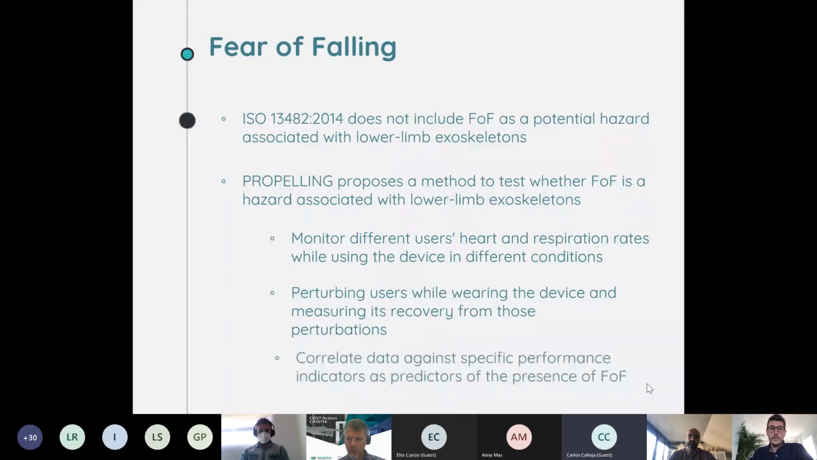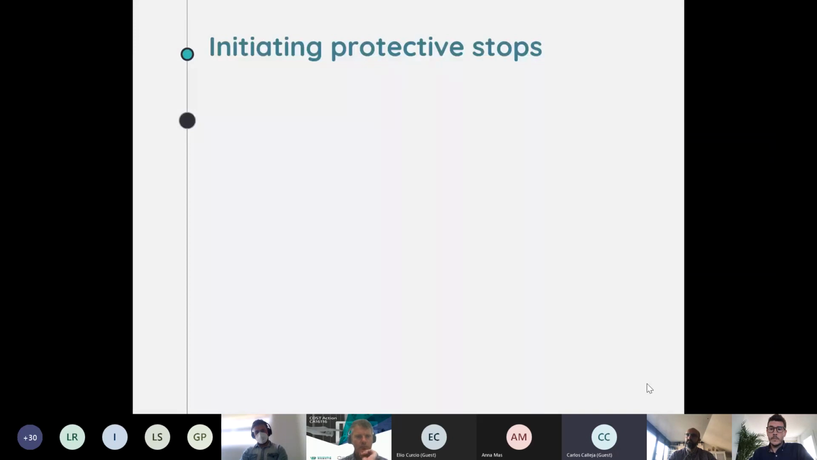And we will correlate this data with specific performance indicators as predictors of the presence of fear of falling. So the object of this set of experimentation is to show to what extent fear of falling is associated with the use of lower limb exoskeletons and to what extent it should be regulated as a specific hazard within the ISO standard. The next issue, I think it's also important, is initiating protective steps.